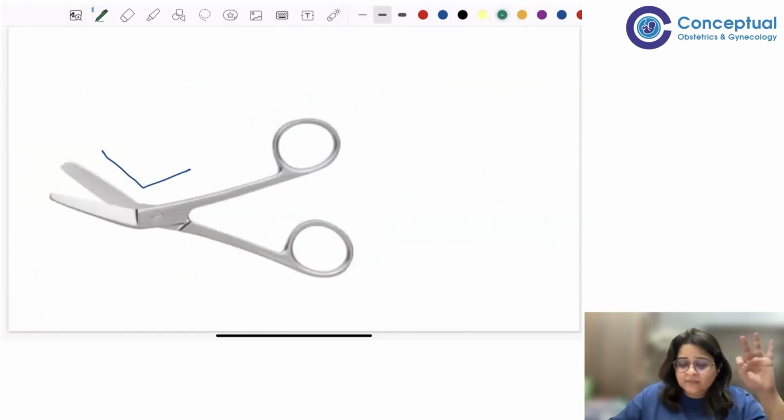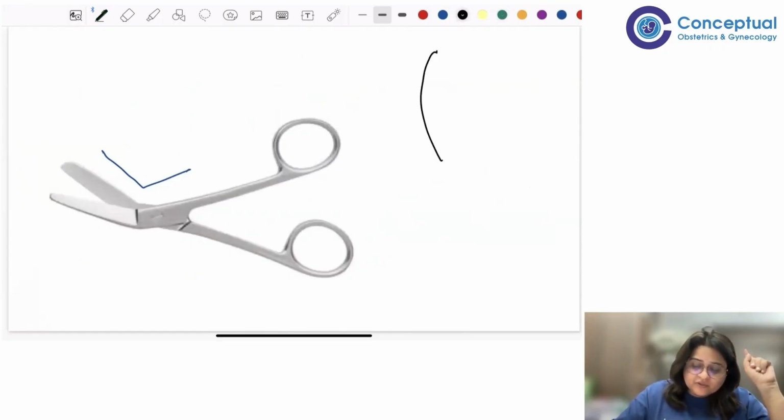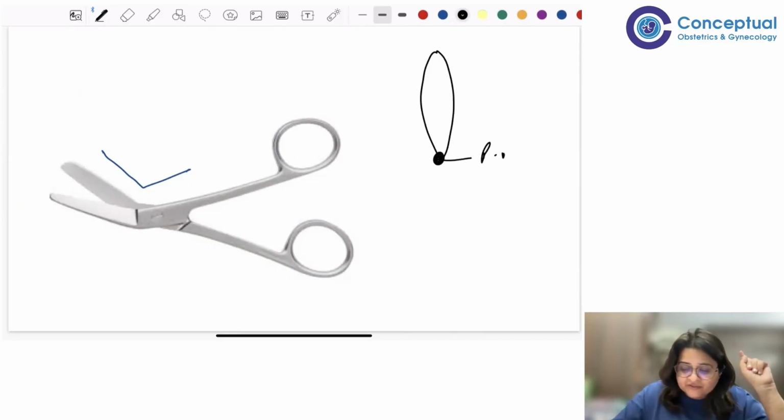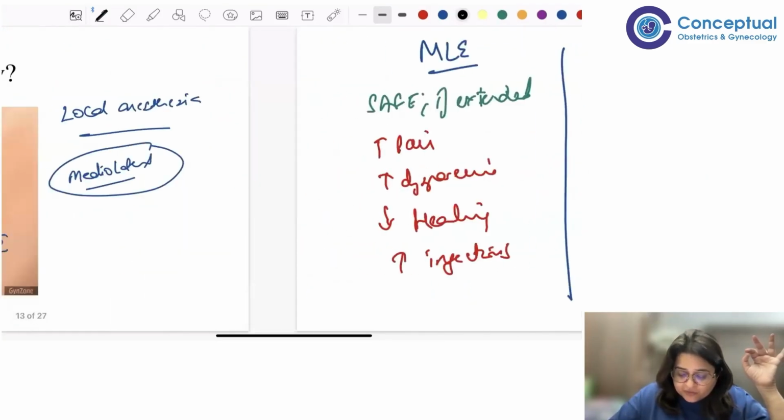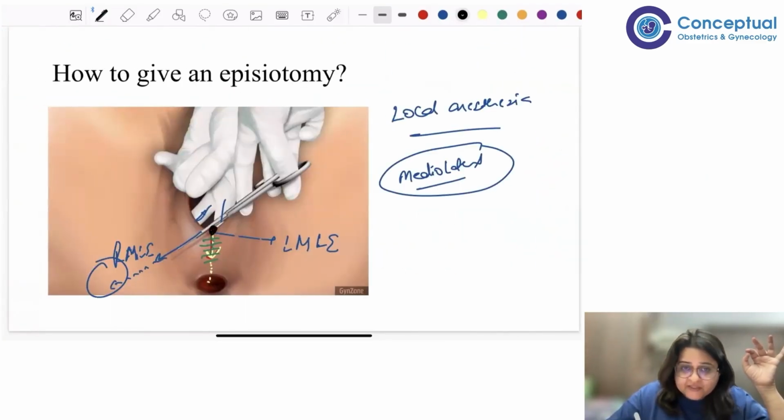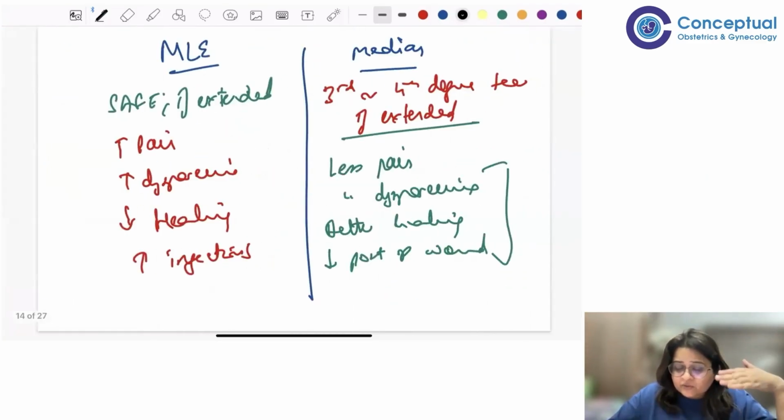Okay, so that's about which episiotomy to give. The second important thing is, when you're going to cut, this is the posterior fourchette. This is the introitus. So you have an anterior fourchette, you have the urethra here, you have the introitus here, and you have the posterior fourchette. So you start at the posterior fourchette. When you're giving episiotomy, your starting point is here, and then you go at an angle.